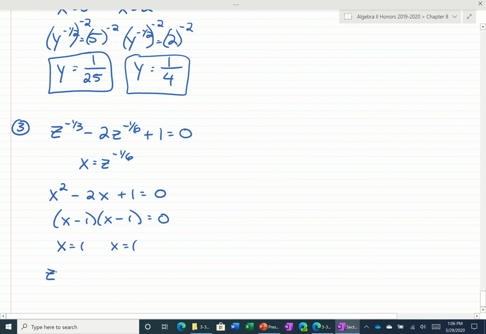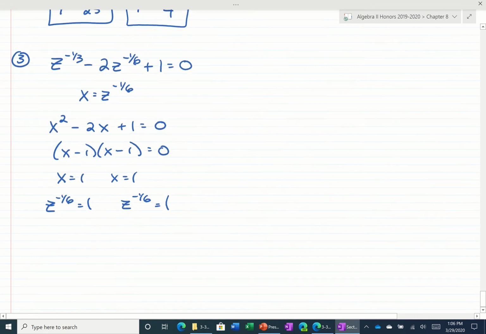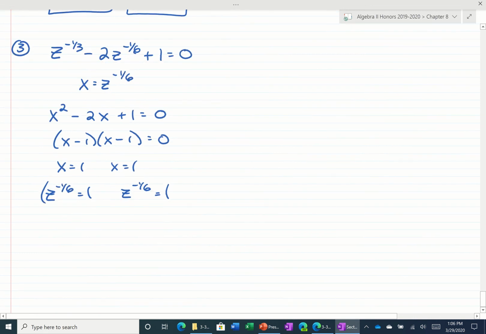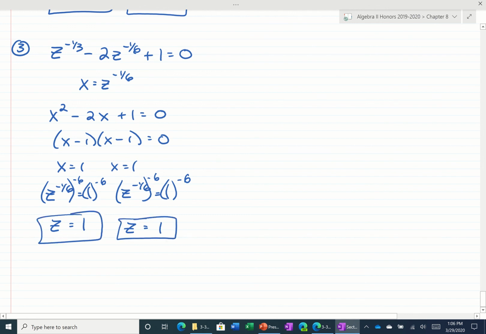And if we substitute back in z to the negative 1/6, we could raise both sides to the negative 6th power. And we get z would equal 1 to the negative 6 is 1 over 1 to the 6th. And same thing over here. We'd get a double root, multiplicity 2.